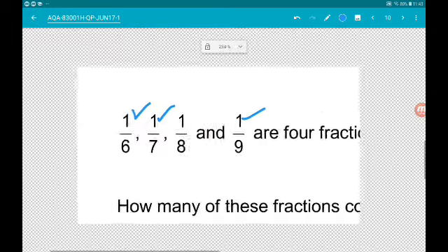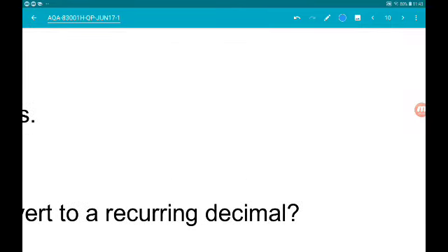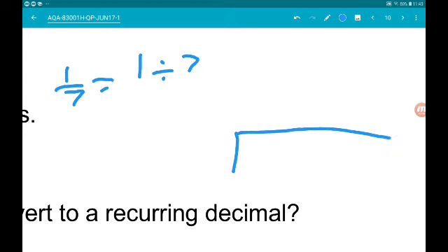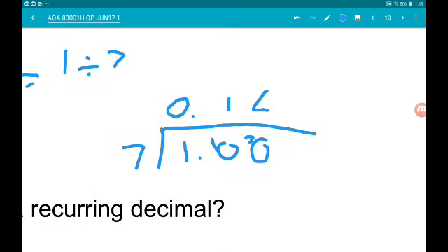If you want to try checking this, remember fractions are divisions. So 1/7 means 1 divided by 7. Use the bus stop. Whack a 1 in there, a 7 there. 7's into 1? Nope. Put a 0. Carry the 1. 7 into 10 goes once. Remainder 3. 7's into 30 go 4 times. Remainder 2. 7's into 20 go twice.